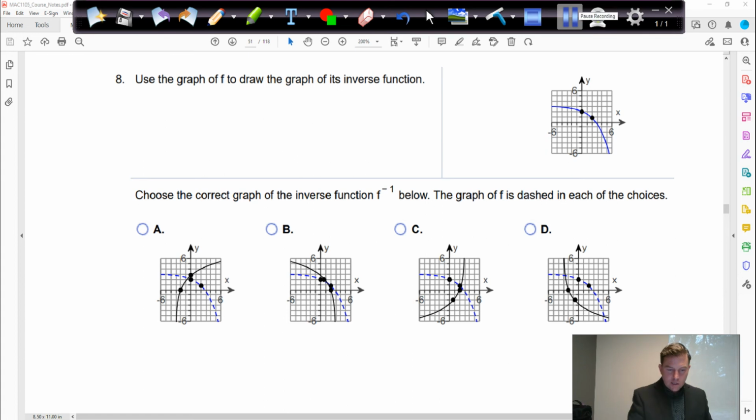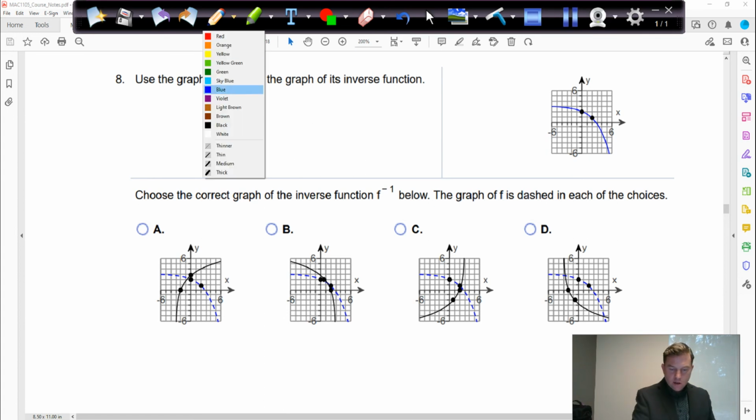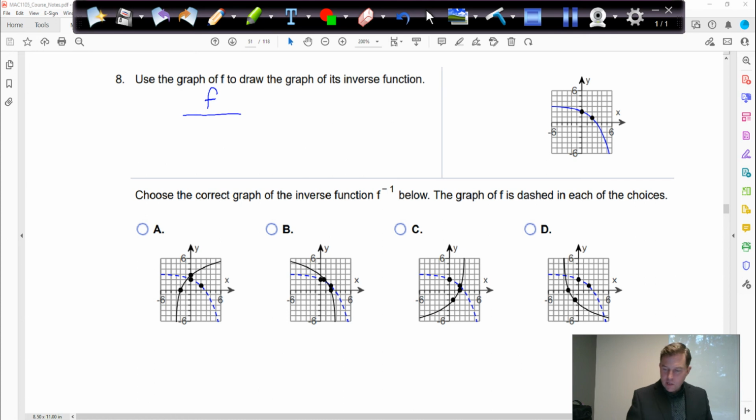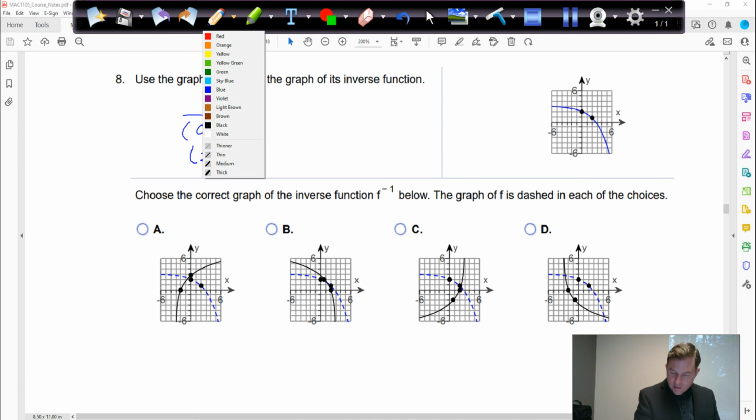Okay, so 8 is the same kind of method here. Let's see if color can help. We have f, and the points they give us are 0, comma 2, and there's a point at 1, 2, comma 1, looks like. 2, comma 1. And then in, I guess, black they use for the inverse.